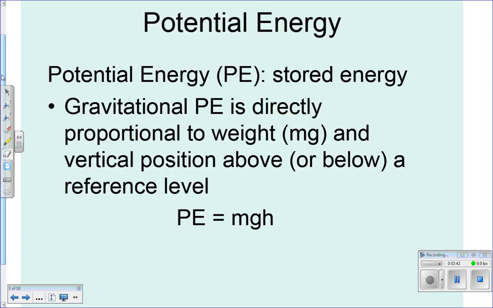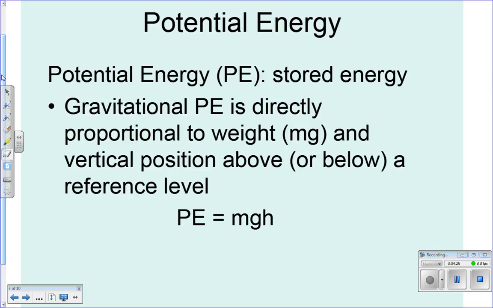All right, so potential energy, and again, when we're talking about potential energy, we're going to be specifically talking about gravitational potential energy. Any kind of potential energy is stored energy. Gravitational potential energy is energy that's stored in an object because of its position above a reference level. Chemical potential energy would be the energy that's stored in the chemical bonds of a compound. Elastic potential energy is the energy that's stored in something that's being stretched or compressed. So again, we're going to be looking specifically at gravitational potential energy.